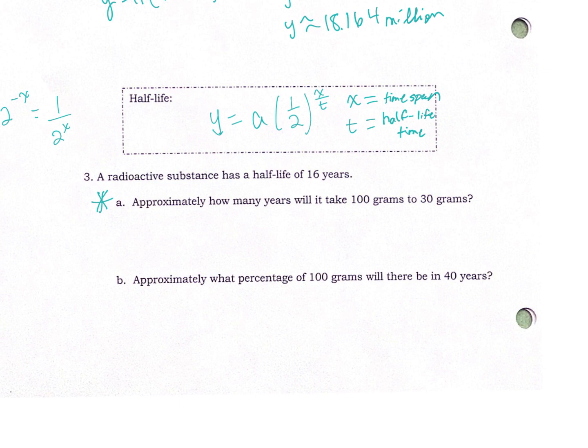So approximately what percentage of 100 grams will there be in 40 years? So we need to go back because I didn't read this part up on top. A radioactive substance has a half-life of 16 years. So the 16 years is the half-life, or the half-life span, or the half-life time. So that's our denominator, right? So we have 100 grams that we're starting with, and we want to know how much is left after 40 years. So we're going to do 40 over that 16.